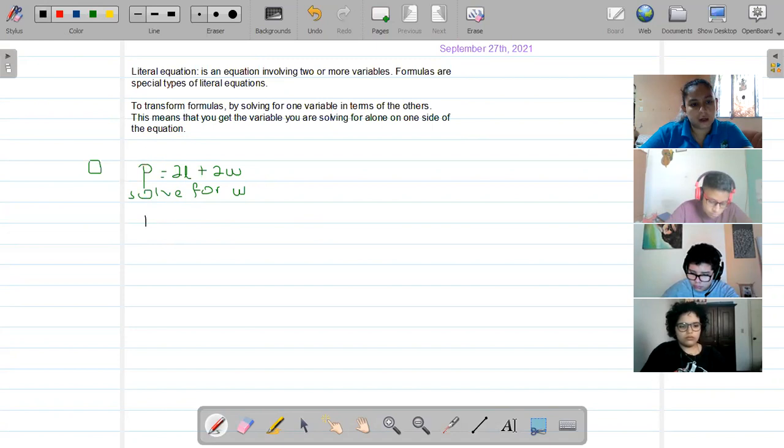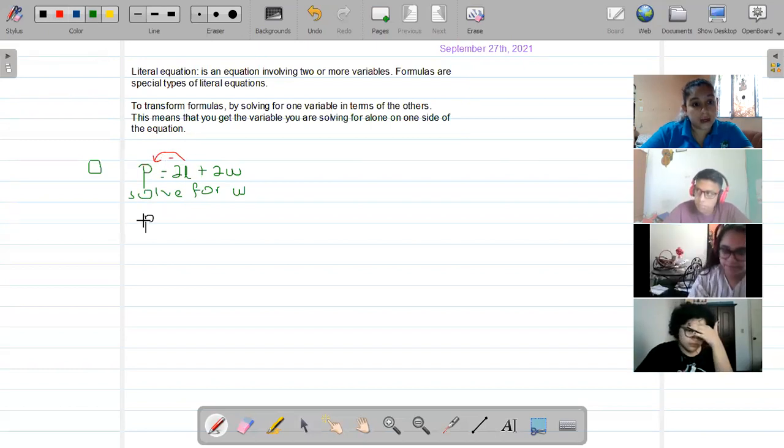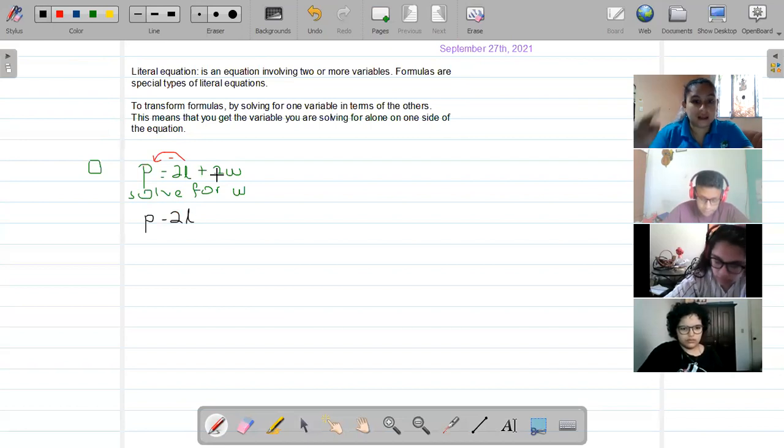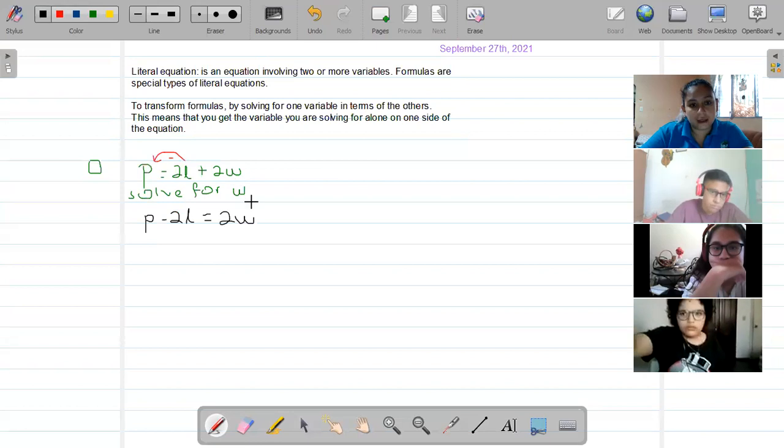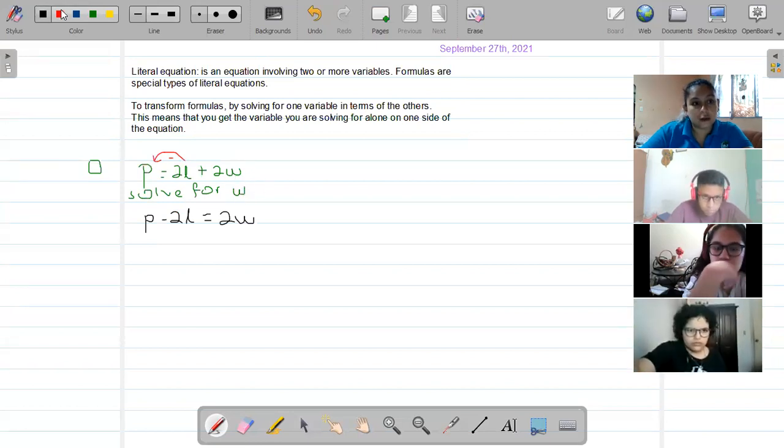The first thing is that we're going to leave the W completely alone on one side. So that means that this 2L that is positive goes to the other side with inverse operations, which we know already. If it's positive, it goes negative. So I'm going to have perimeter P minus 2 times the length. And you see I'm writing the L like a cursive letter because if not, it will get mistaken with a 1. So P minus 2L is equal to 2W. But they're not asking for 2W. They're asking me to leave it in terms of W only. So I need to leave that W completely alone.